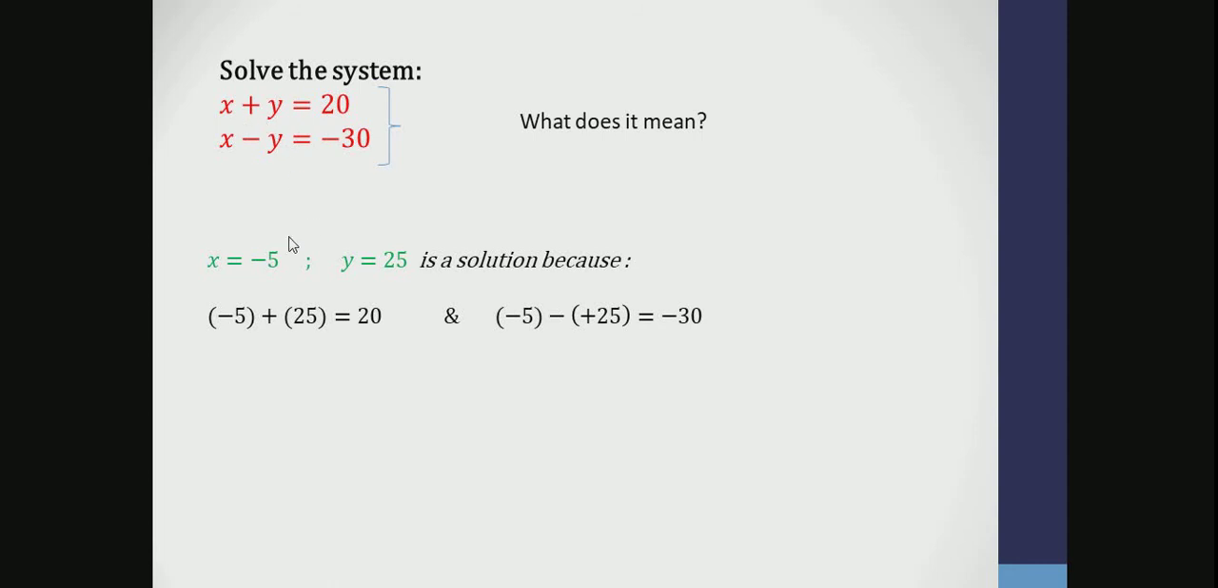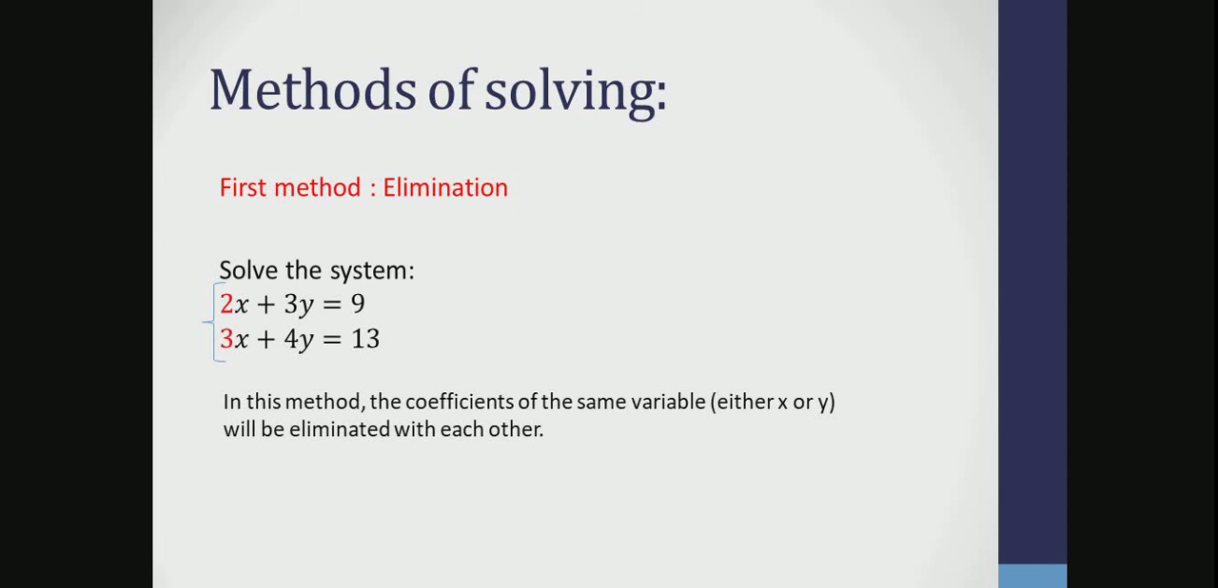If we add them together, we will get 20 as in the first equation, and if we subtract them, we will get minus 30. So the first and the second equation are both correct. So it's a solution: x equals minus 5 and y equals 25. How did we know it? By guessing. Can we guess always? Of course not. So we need a way. As I said before, we have three ways. Our first way is elimination.